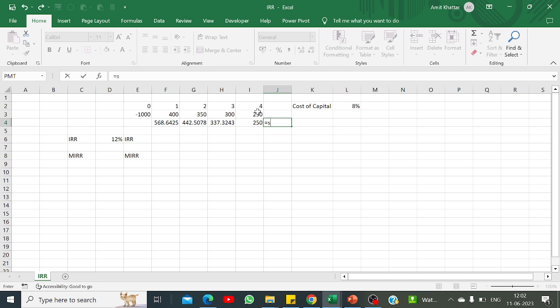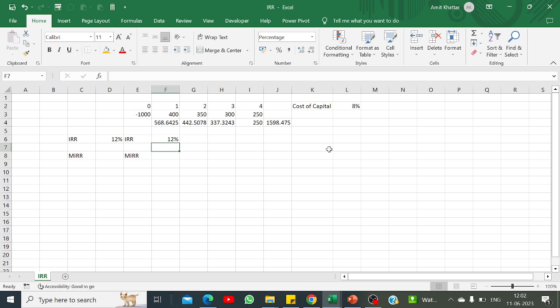The net sum of future values would be 1598. So we can determine the IRR using the rate function. NPER is 4, PMT is 0. Present value is cell E3 and future value is cell J4. So we find the IRR to be 12%.